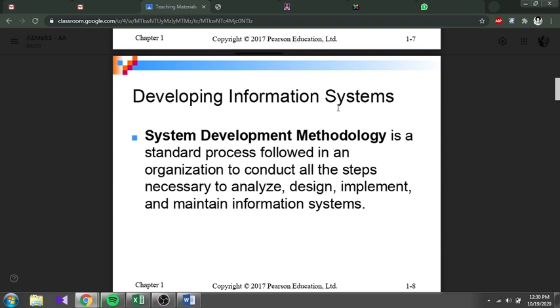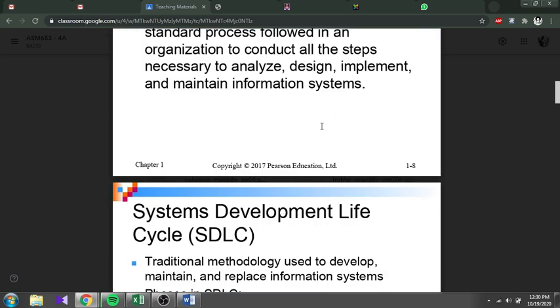Okay, developing information systems. A system development methodology is a standard process followed in an organization to conduct all the steps necessary to analyze, design, implement, and maintain an information system. These are the basic steps: analyze, design, implement, maintain information system.